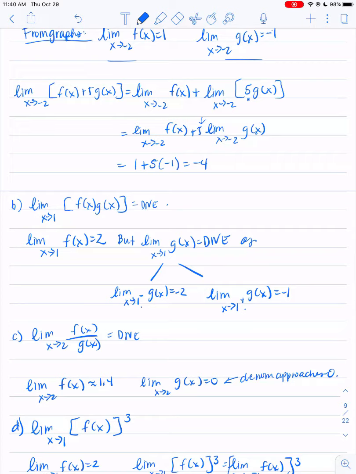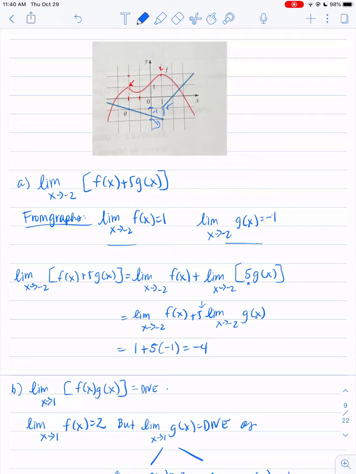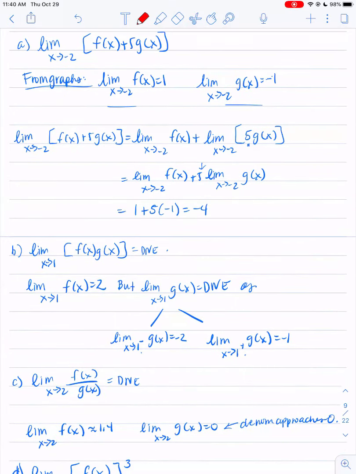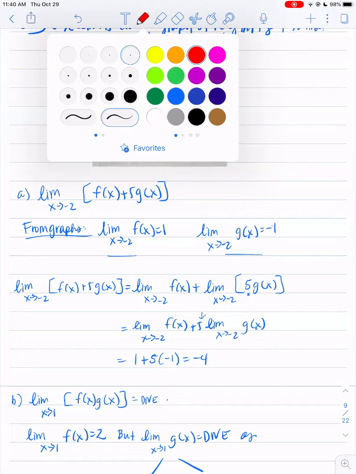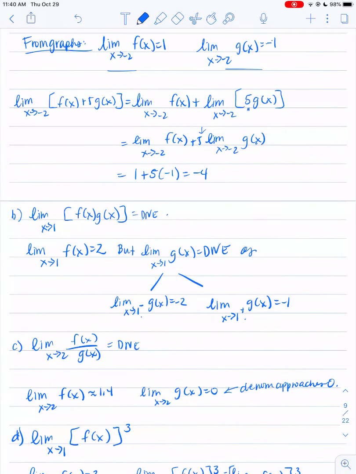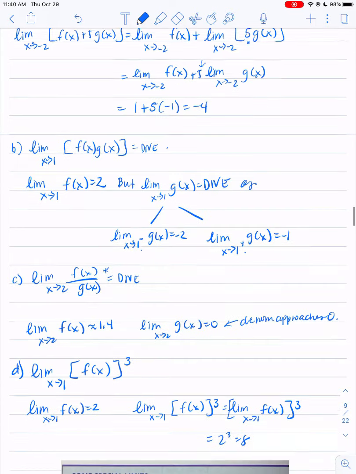And then I have the limit as x approaches 2 of f of x over g of x. So the limit as x approaches 2 of f of x, that is here. So it's approximately 1.4. And then the limit as x approaches 2 of g of x, that is 0, because it's my y value at 2, and that's 0. So the limit of g of x as x approaches 2 is 0. So I can't do this quotient rule. It does not exist because the denominator is 0. So I can't do that.